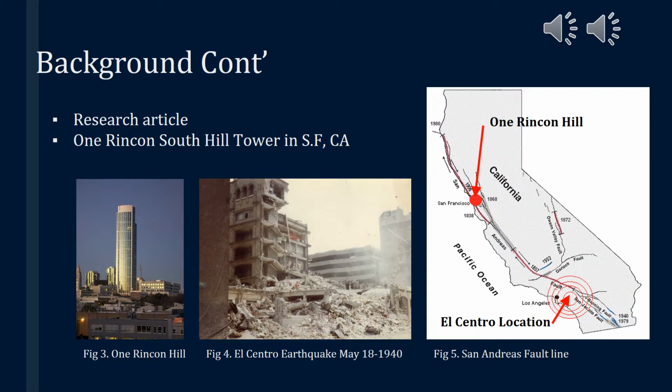We will support our findings with a published article about this subject by Christian Pastia and Septimiu George Luca from the University of Lazio, Romania. We will then use these results to predict what the displacement of the One Rincon Tower in California would be if the same earthquake were to happen again.